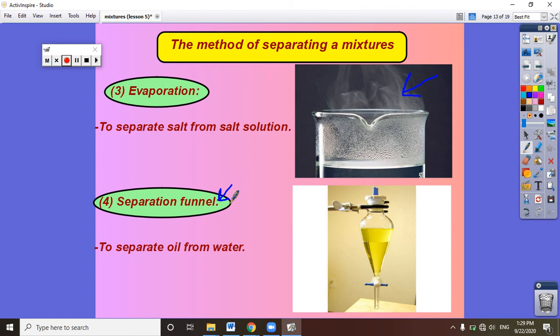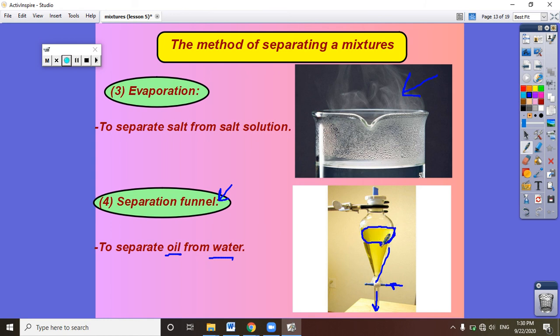And number four is the separating funnel. We use the separating funnel to separate a mixture of oil and water. When we mix the oil and the water, do you remember what happened? Yes, the oil will separate from the water, right? So when we put a mixture of oil and water in a separating funnel, the oil will separate. This is the oil and this is the water. We will open this tap, and the water will fall down. When we close this tap, the oil will remain here.